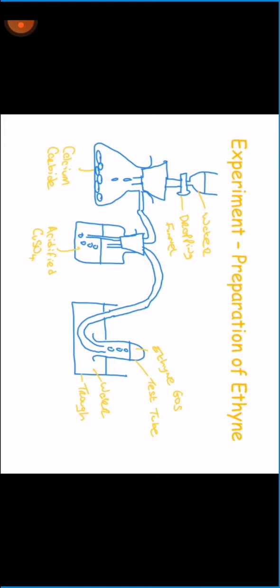acidified copper sulfate. Now, it passes through the acidified copper sulfate in order to remove impurities such as nitrates and phosphates. And once the ethine has been purified, it travels through this tube and is collected into your test tube. And again, it's collected by the downward displacement of water. So this would show again that ethine gas is also insoluble in water, because when the ethine gas comes into the test tube, instead of just dissolving in the water, it actually pushes it out.